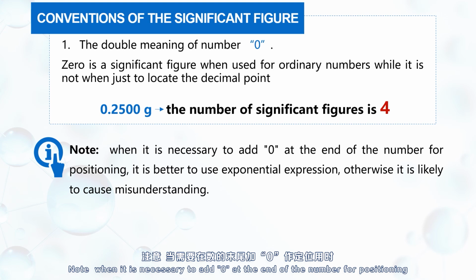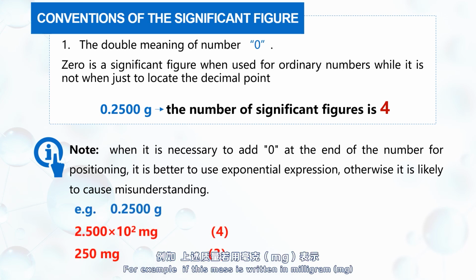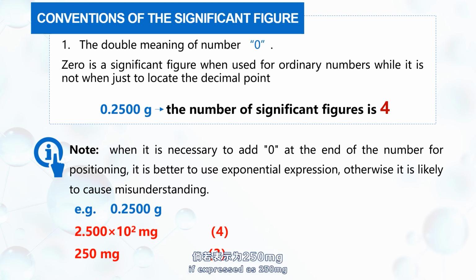Note: when it's necessary to add 0 at the end of a number for positioning, it is better to use exponential expression, otherwise it's likely to cause misunderstanding. For example, if this mass is written in milligram, it should be expressed as 2.500 times 10 to the power of 2 milligram, representing 4 significant figures. If expressed as 250 milligram, its significant figures can only be considered as 3.